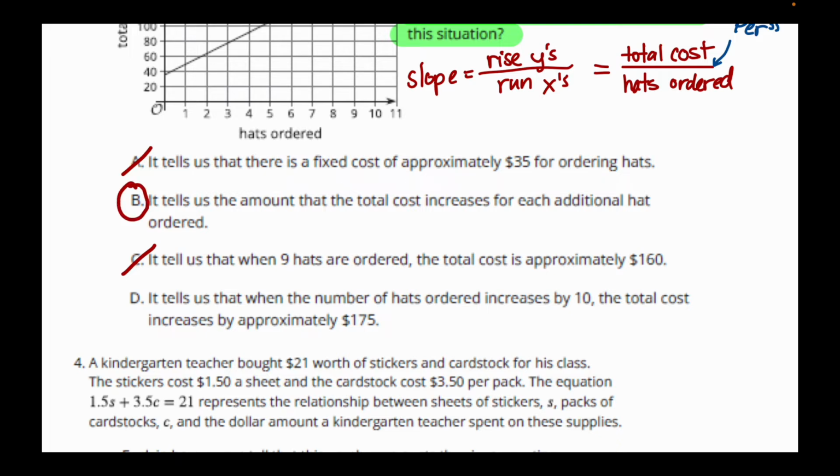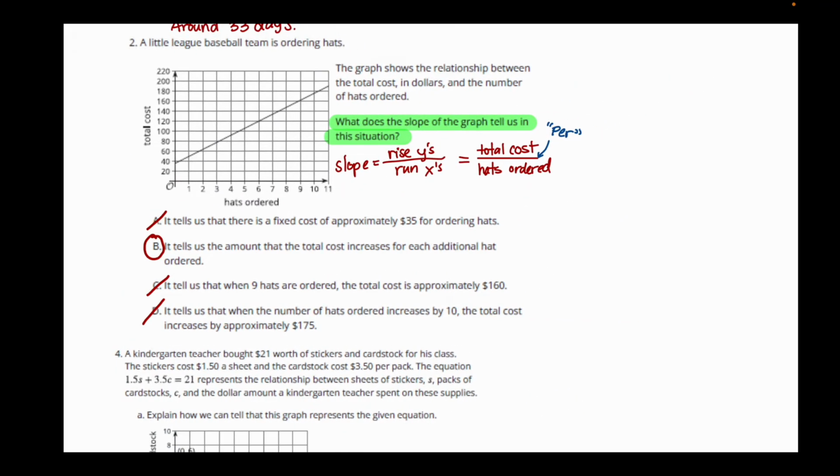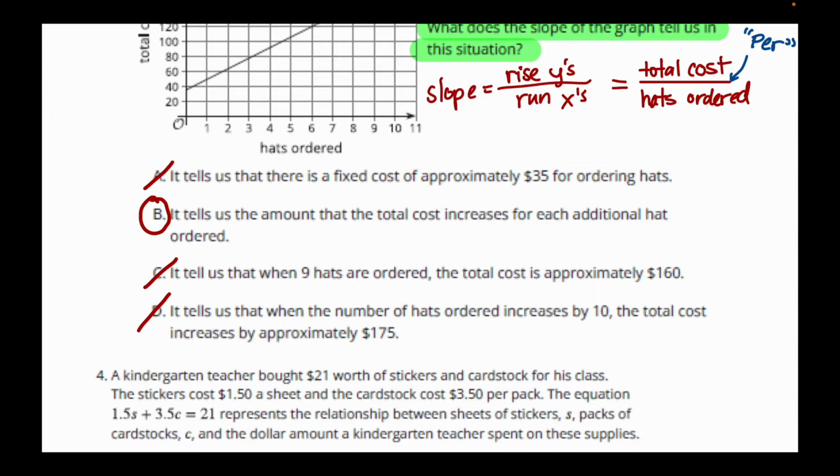The slope will tell us the amount that the cost is going to increase for each additional hat that they order. So we're going to cross out D. And B is going to be our answer, because it's the cost per hat, so the cost for each is another way that we can represent the word per. If you think about the phrase miles per gallon, that's the amount of miles you can go for each gallon of gas that you use. So per and for each, same idea.